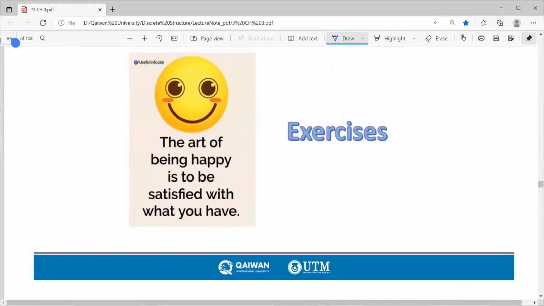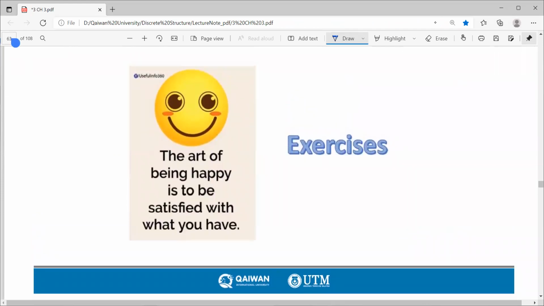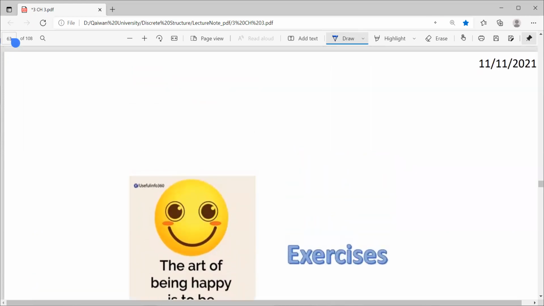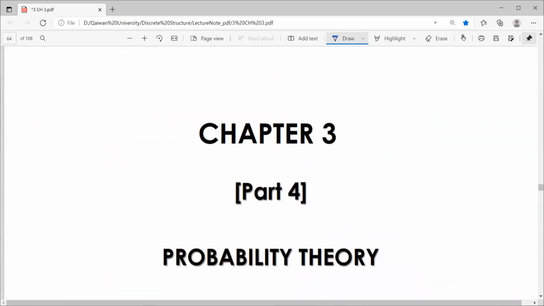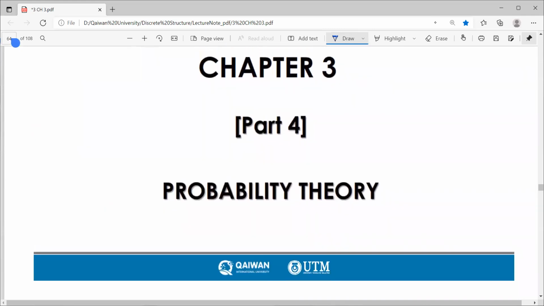So it's the end of this part of this chapter. Do you have any questions about pigeonholes? We have only 3 forms of the pigeonhole principle. We talked about all of them and we solved examples about each of them. If you have no questions, we start to talk about probability theory.